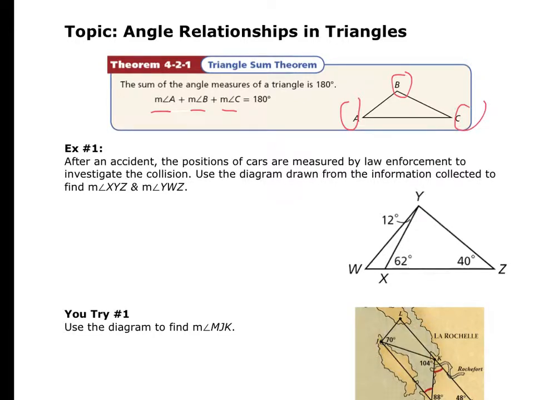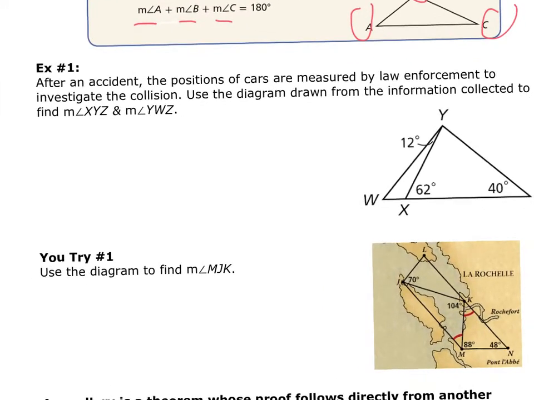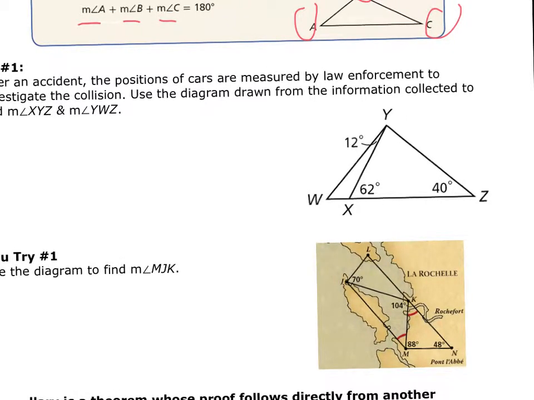Okay, so we're just going to jump into our first example here. It says, after an accident, the positions of cars are measured by law enforcement to investigate the collision. Use the diagram drawn from the information collected to find the two angles. The first one we want to find is XYZ. XYZ is going to be this angle right here.